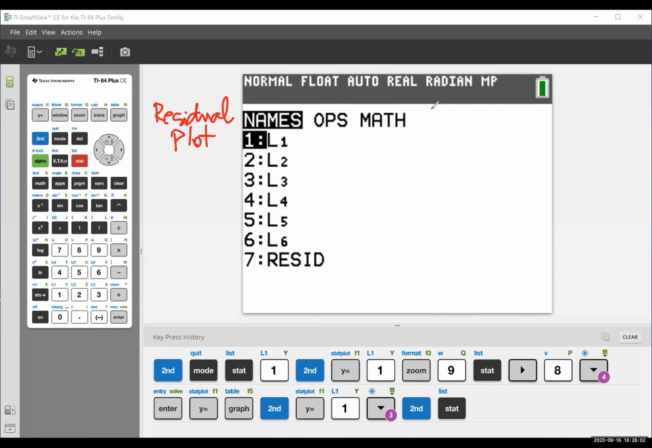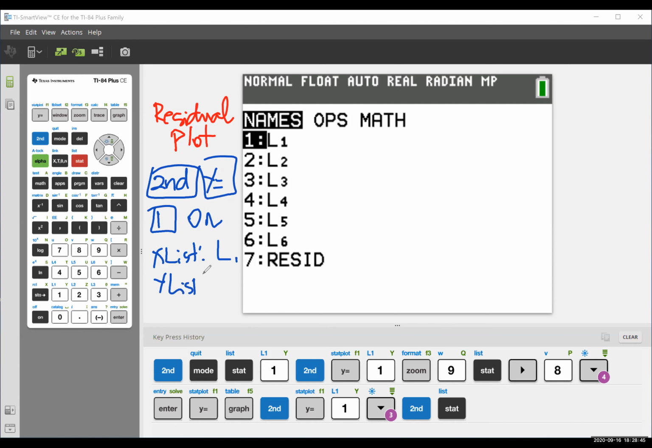So to get your residual plot, just like your scatter plot, second y equals, and then 1. Make sure to turn it on, and then you will see X list is your L1, and your Y list, this time you have to change this.